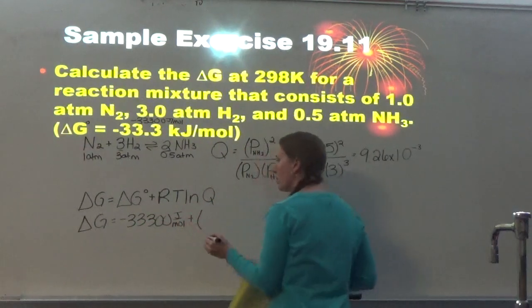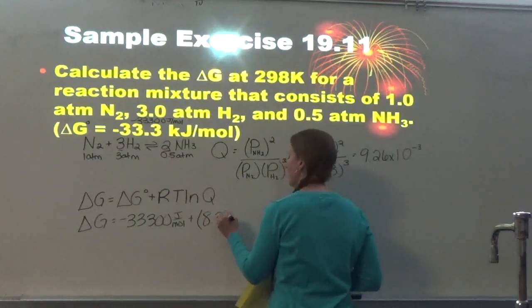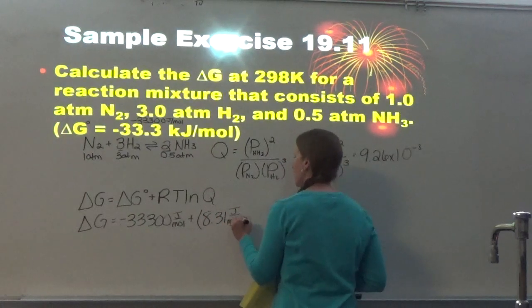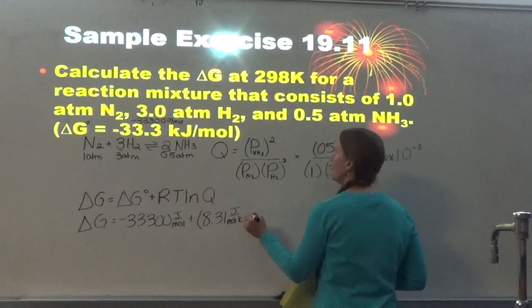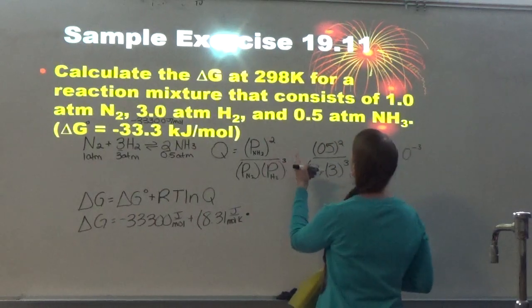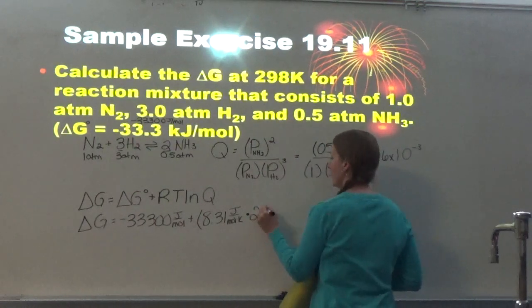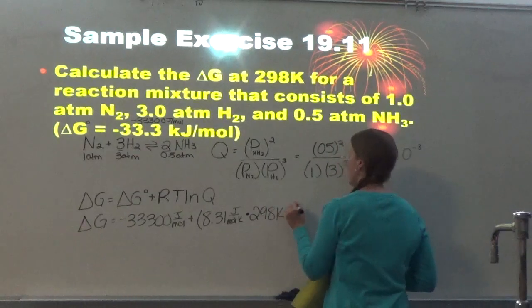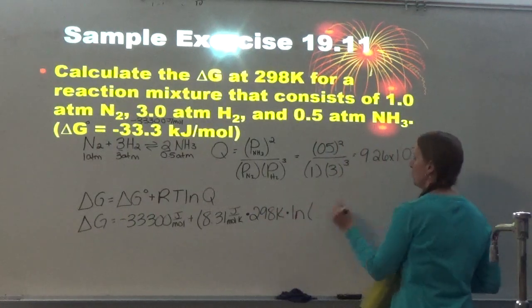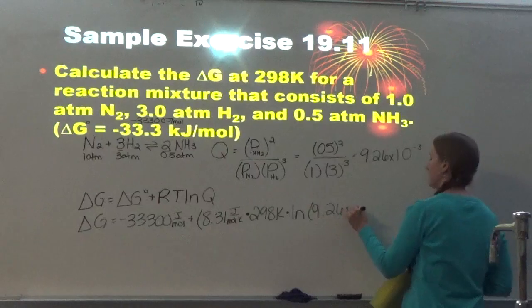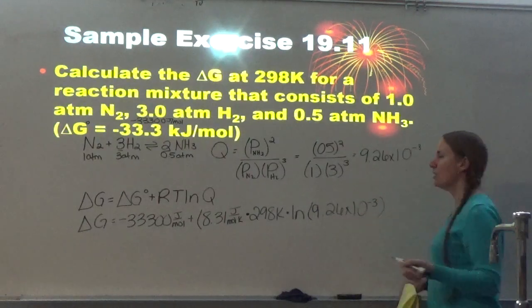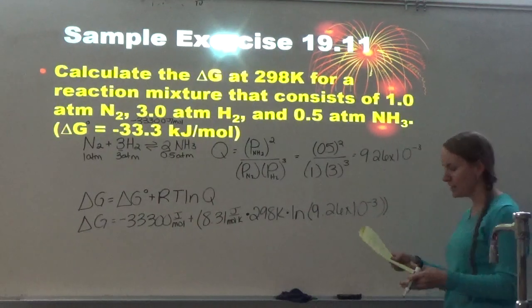Plus, my R value is 8.31 joules per mole Kelvin. My T is, what did they tell me? Oh, 298 Kelvin, times natural log of my Q, which is 9.26 times 10 to the negative 3. Okay, so all we're doing is just plugging into a formula and solving.